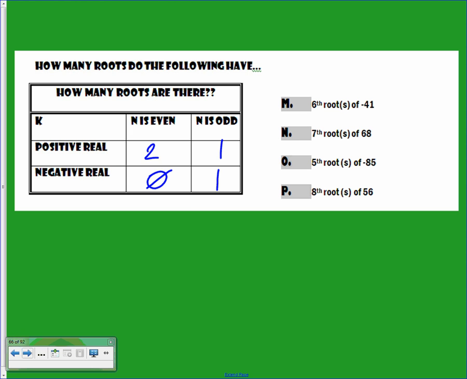We kind of already talked about that, but we can just put that into a table. So if you have n for your exponent, if n is odd, you're always going to have 1. If n is even, that's where you run into trouble. So it's 2, remember, plus or minus if you have like the square root, or 0 if it's negative.